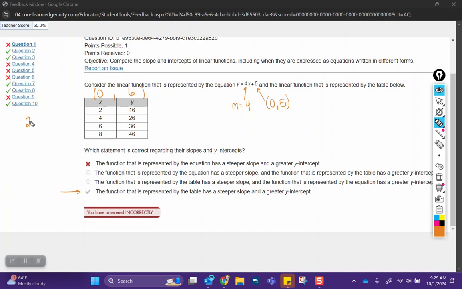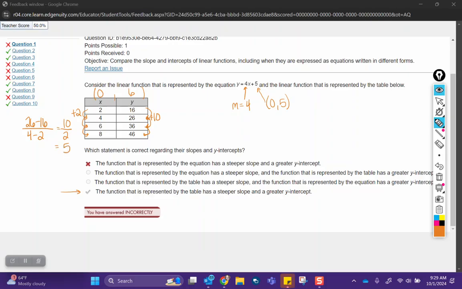So I'm going to do 26 minus 16, y2 minus y1 over 4 minus 2. That's 10 over 2. Remember, you can look at the change in the table. We're adding 2 every time, and here we're adding 10 every time. So the slope is the change in y over the change in x. 10 over 2 is 5.